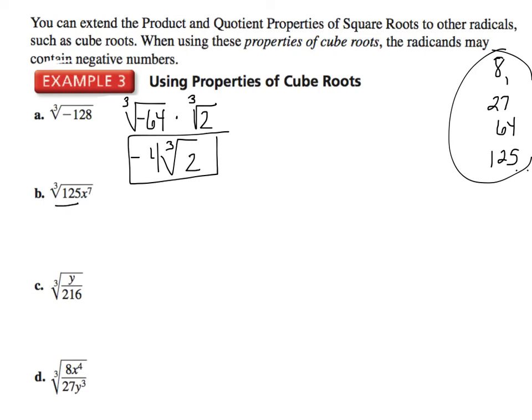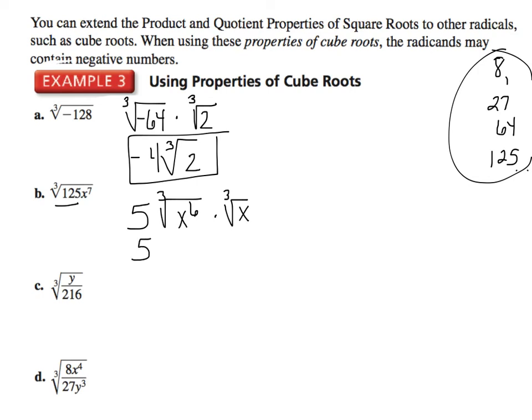Next, the cube root of 125. Well, that's 5. And now you only can use multiples of 3. So before it was even numbers, since we were doing square roots. Now it's going to be multiples of 3. 3, 6, 9. So I have to break up x to the 7th into x to the 6th, the cube root of x to the 6th, multiplied by the cube root of x.